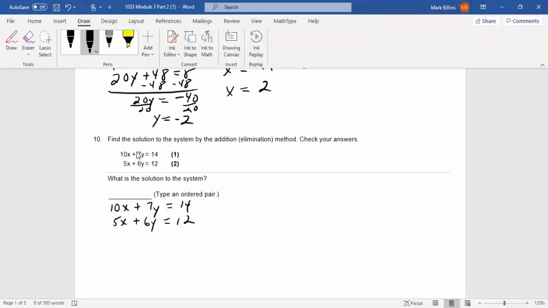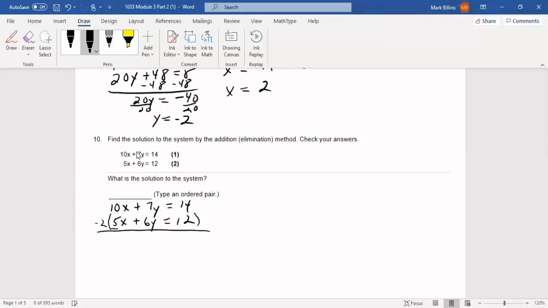So it's your choice. In this case, I'm going to eliminate the x. So in order for them to be eliminated, I have to make the coefficients opposite. So what I'm going to do is look for a number that both 10 and 5 go into, and they both go into 10. So my first equation already has 10 as a coefficient, so I need to make the coefficient of x in the second equation negative 10. So in order to do that, I would have to multiply it by negative 2.